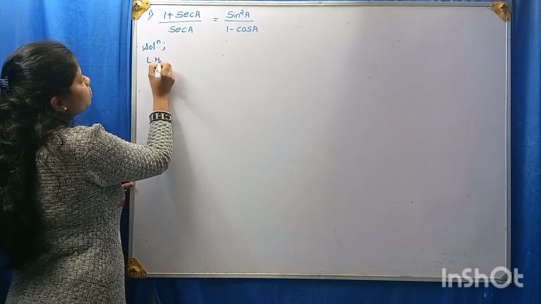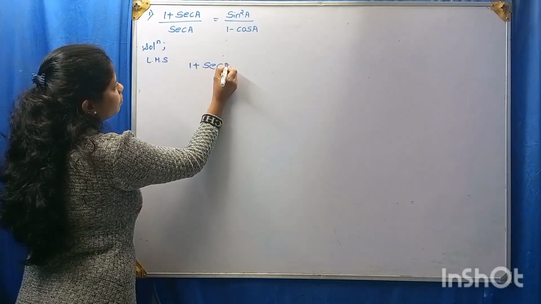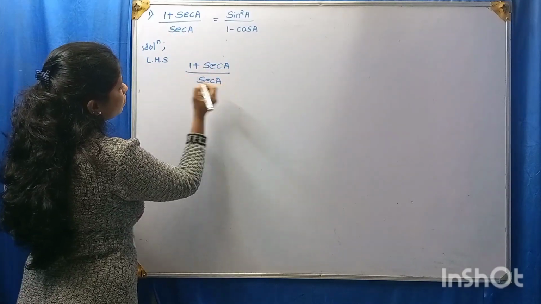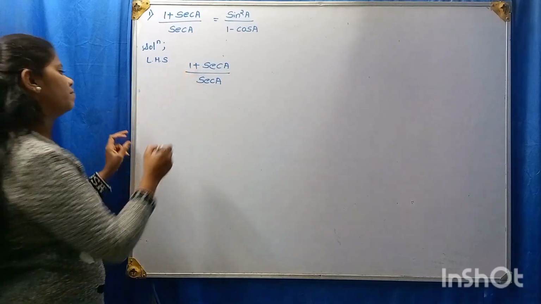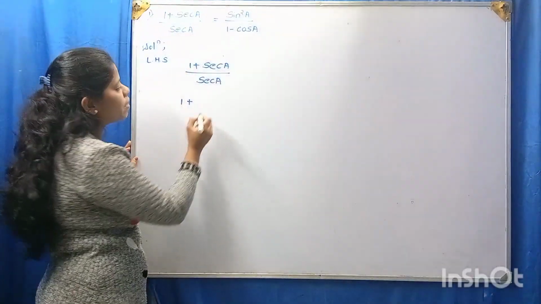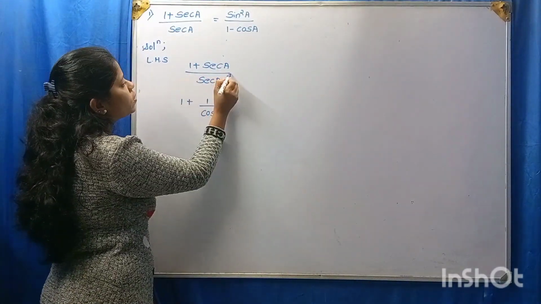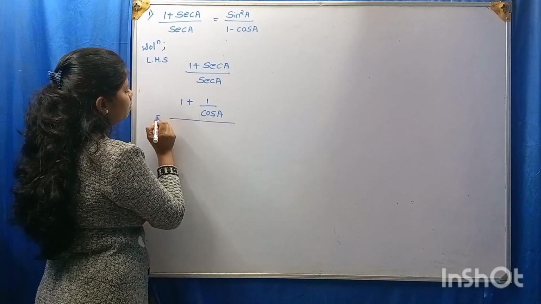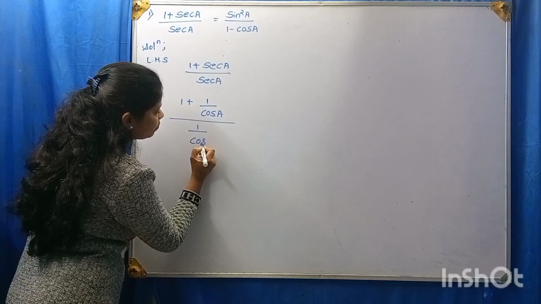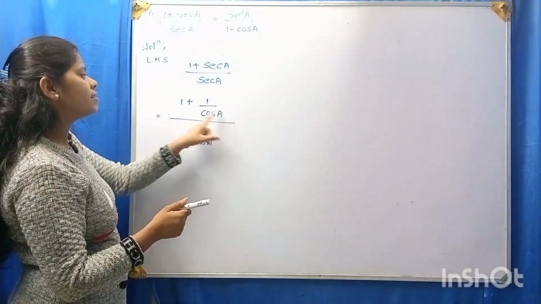What is the LHS here? (1 + sec A) divided by sec A. Sec A can be written as 1 by cos A, so we get (1 + 1/cos A) divided by (1/cos A). Okay. Now let us take the LCM for this.